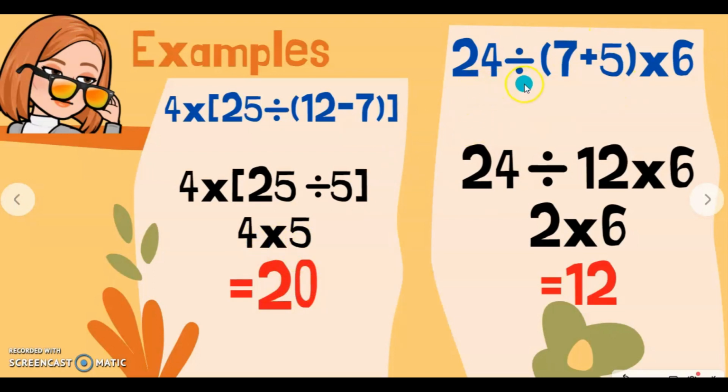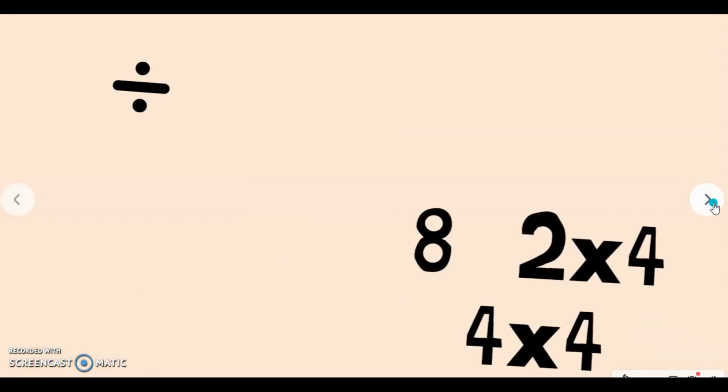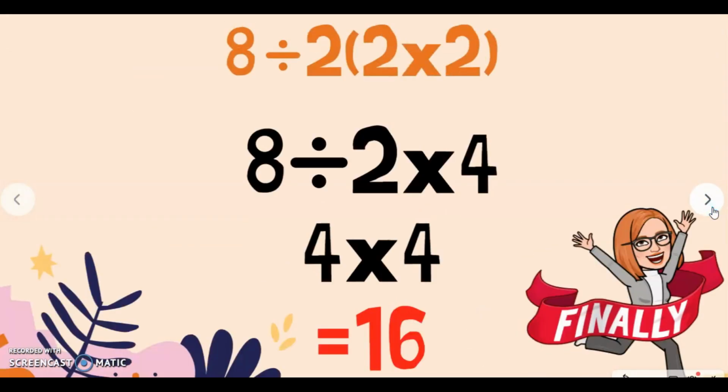Lastly, 24 divided by 7 plus 5 times 6. Grouping symbols first. 7 plus 5 is equal to 12. Look at our equation. We are left with two operations, division and multiplication. Remember, Rule number 2. Work on your left, going to your right. We are going to divide first. 24 divided by 12 is 2. Times 6 is 12.